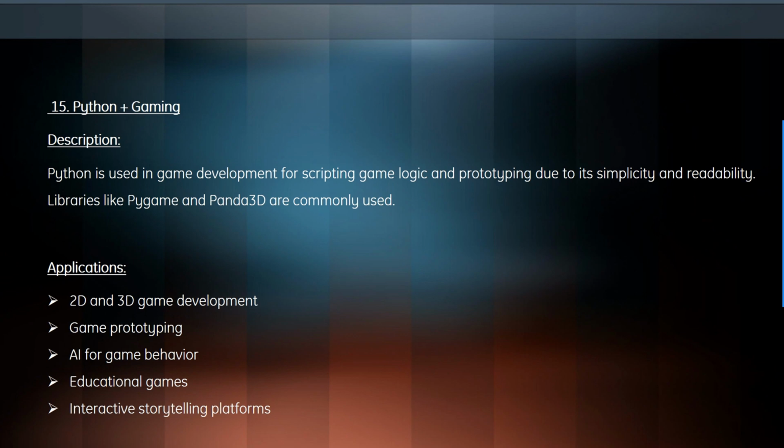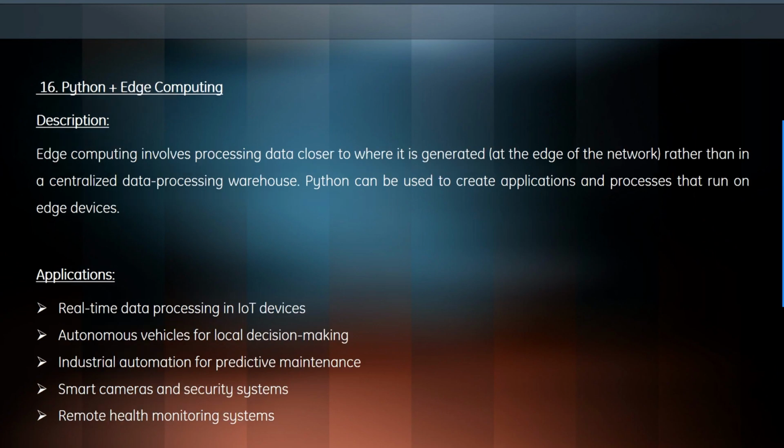Plus gaming. Python is used in game development for scripting, game logic, and prototyping due to its simplicity and readability. Libraries like PyGame and Panda3D are commonly used. Usually they use it only for scripting the game logic. The applications in this combination are 2D to 3D game development, game prototyping, AI for game behavior, educational games, and interactive storytelling platforms.